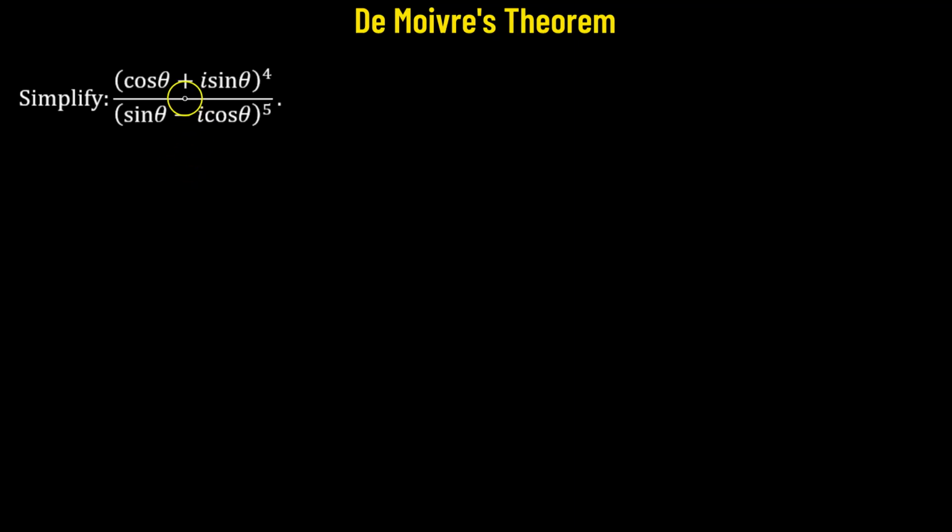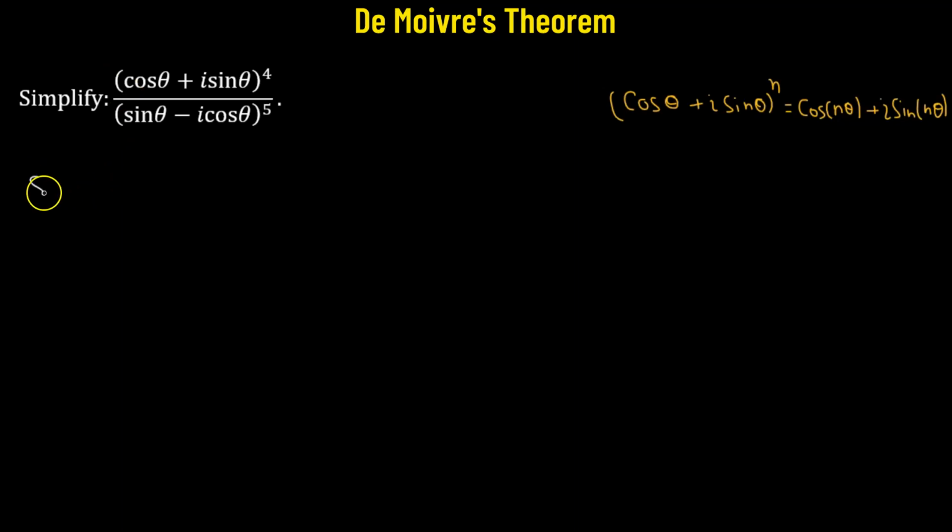In this problem, we need to simplify this given expression. So here we'll be using De Moivre's theorem, which states that whenever we have (cosine theta plus iota times sine theta) whole raised to the power of some number n, then this becomes equal to cosine of n theta plus iota times sine of n theta.